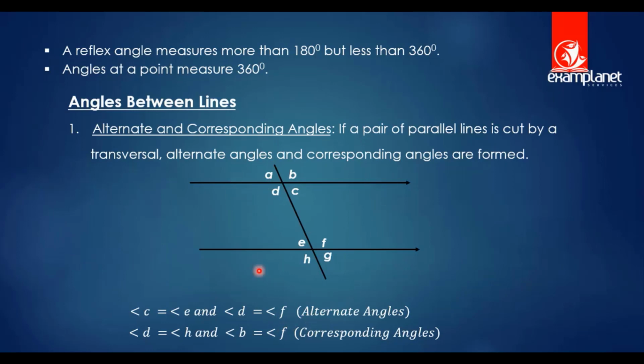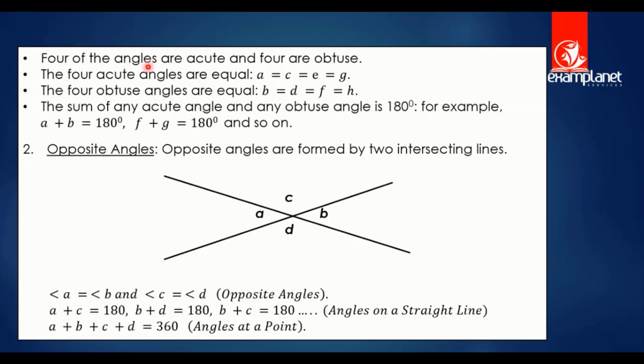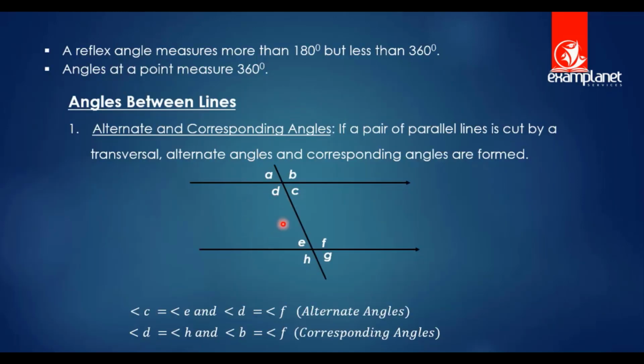So now, from our parallel lines and the transversal, as you can see, we can pick our corresponding angles and alternate angles. Like I said, they must always be equal. Alternate angles are equal and corresponding angles are also equal. Now 4 of the angles are acute and 4 are obtuse. We're talking about this shape here, where we have acute angles and obtuse angles.